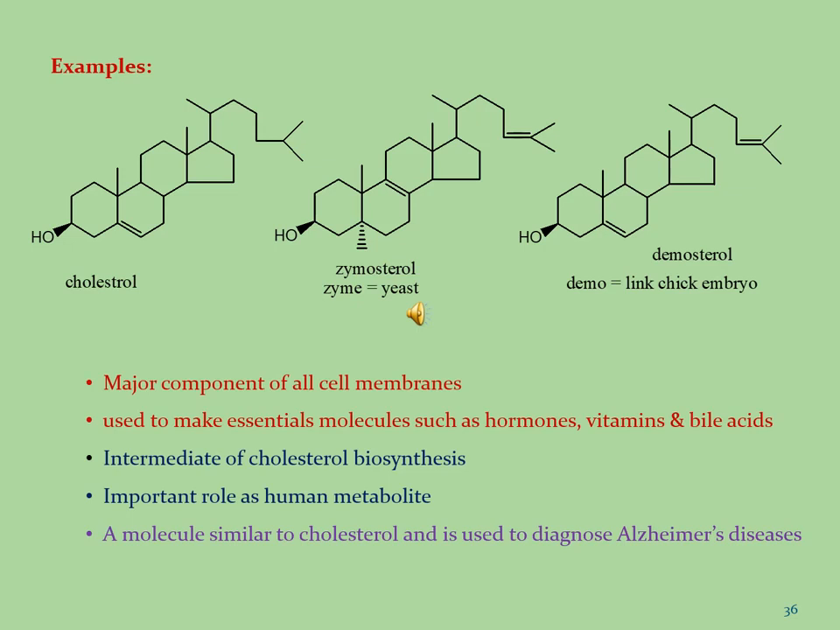These are the examples of carbon 27 sterols: cholesterol, zymosterol, and desmosterol. Cholesterol is used as a major component of all cell membranes. It is used to make essential molecules such as hormones, vitamins, and bile acids. Zymosterol is used as an intermediate of cholesterol biosynthesis, and it has a very important role as a human metabolite. The third molecule, desmosterol, is similar to cholesterol, and it is used to diagnose Alzheimer's disease.